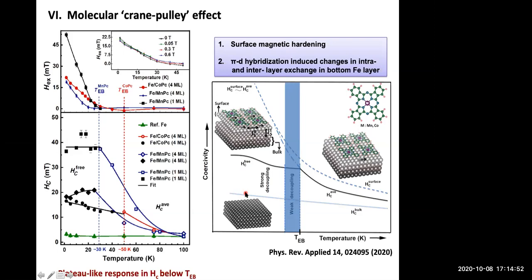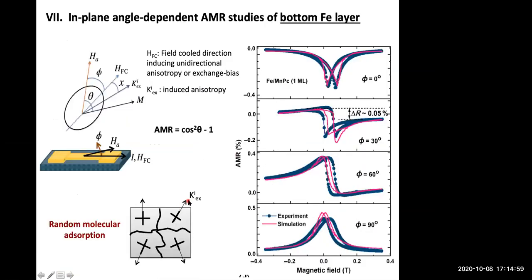So you are inducing an anisotropy in the bottom iron layer because of this surface interaction, which is denoted by this K exchange induced. I have given it an axis of this molecule, which is randomly positioned. And so we have taken a model which can take into account all these complexities, and you can average this AMR effect over this random orientation of this molecule.